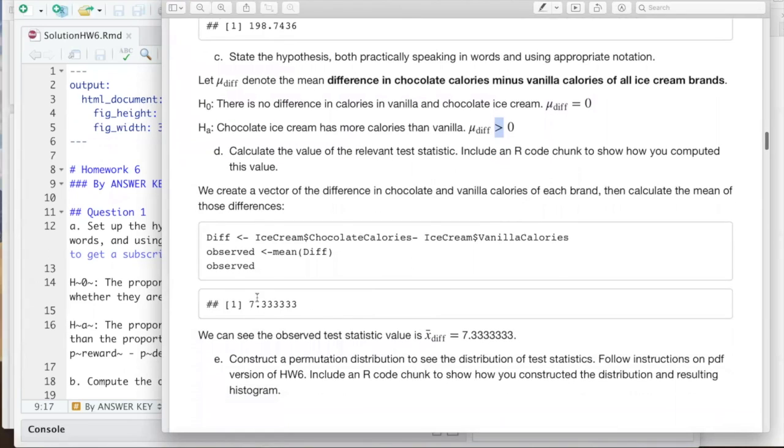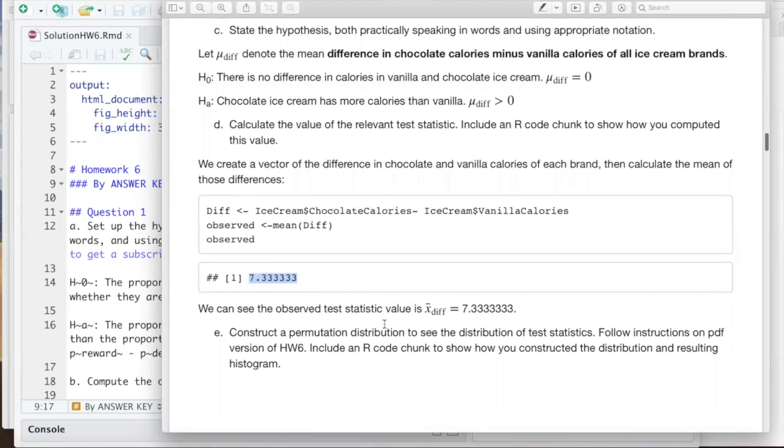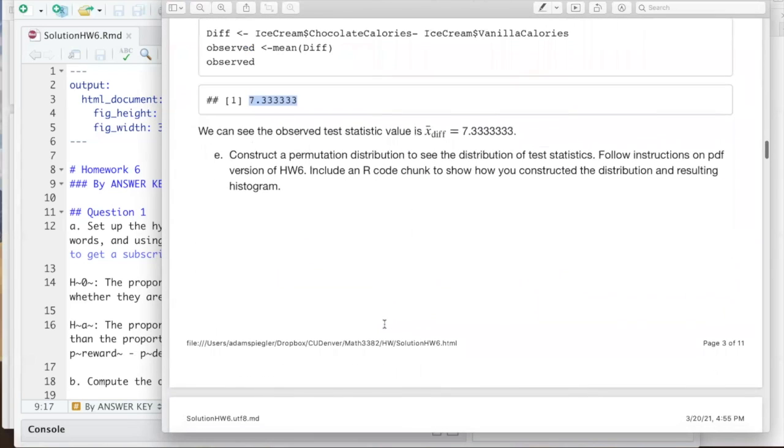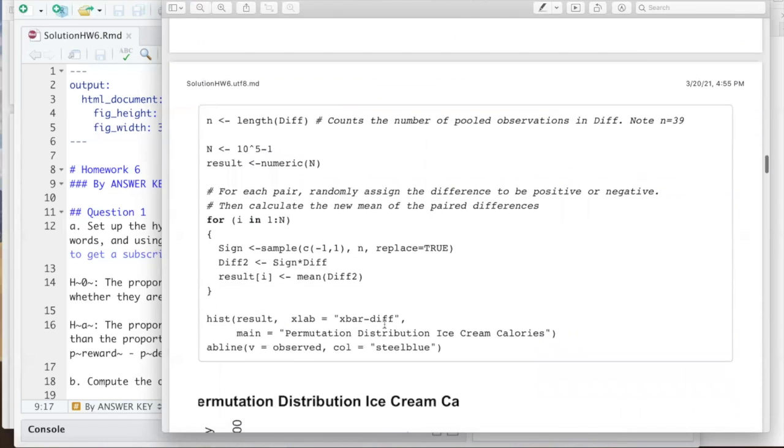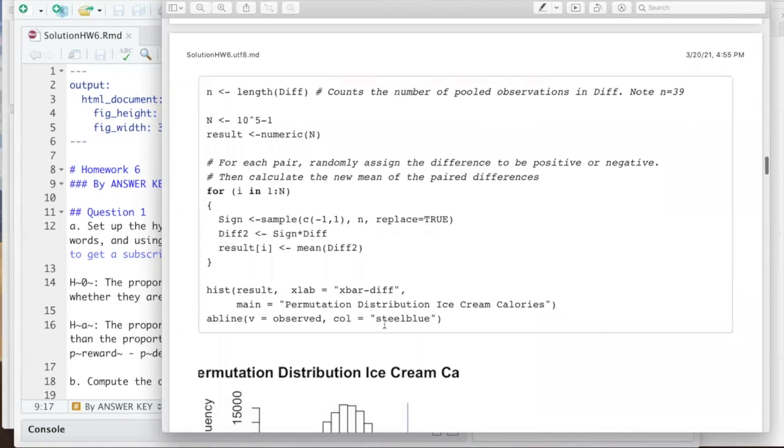So here we have the observed difference. So this is like X bar with subscript diff. So this is the mean of the sampled differences. And now we construct our permutation distribution. Here's the R code that we could use. And over here, what's going on in this for loop is the permutation resampling for matched pairs.